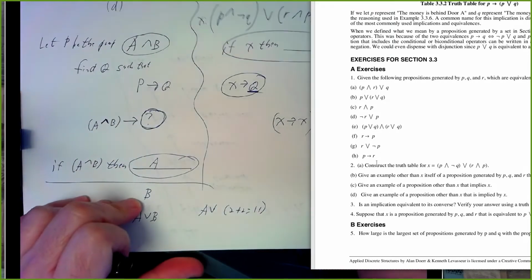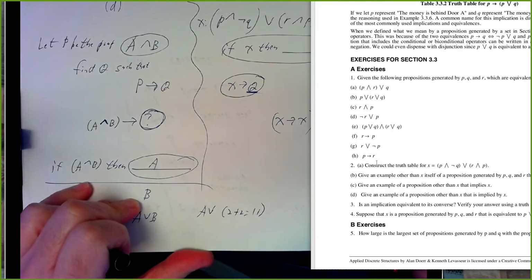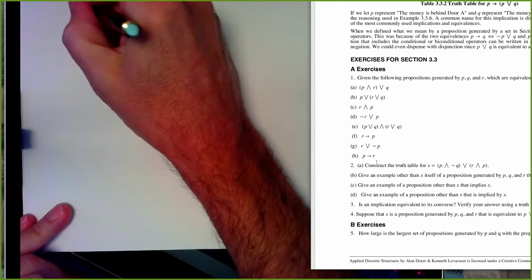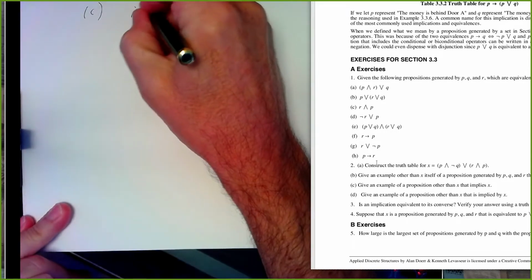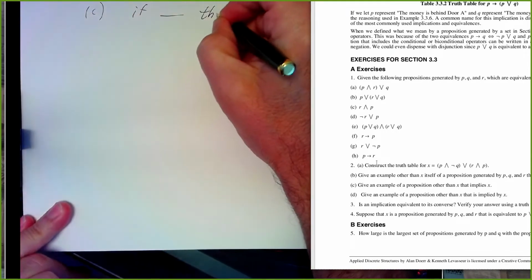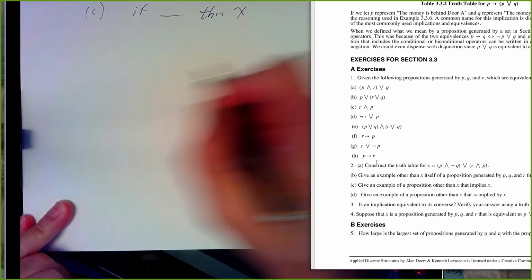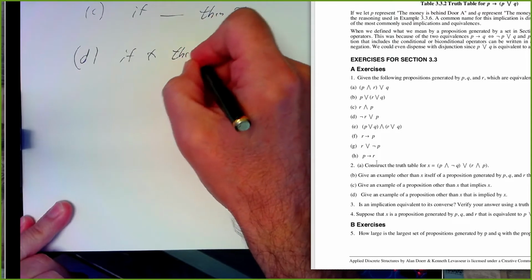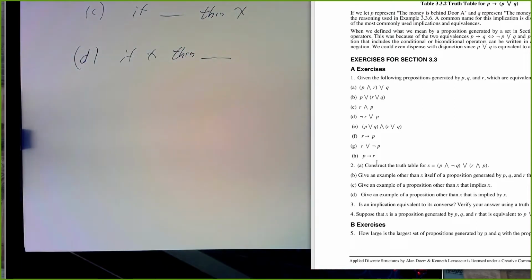Part C is saying give a proposition other than X that implies X. So part C is saying fill in the blank: if blank, then X. Part D is saying if X, then blank. Does that make sense?